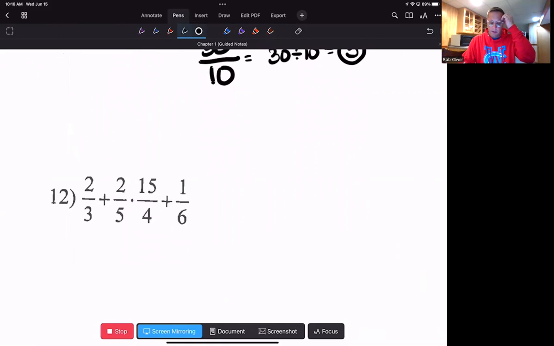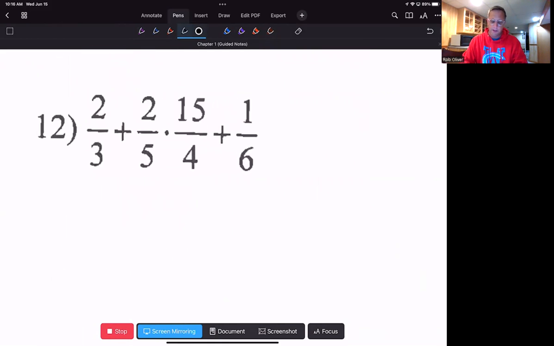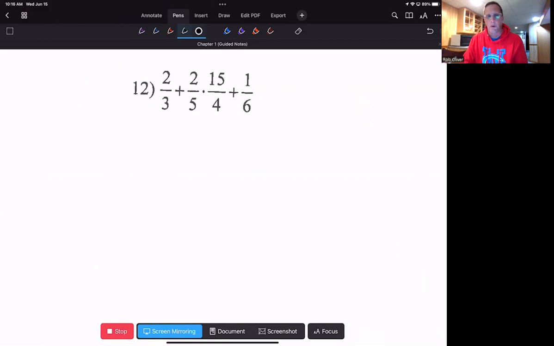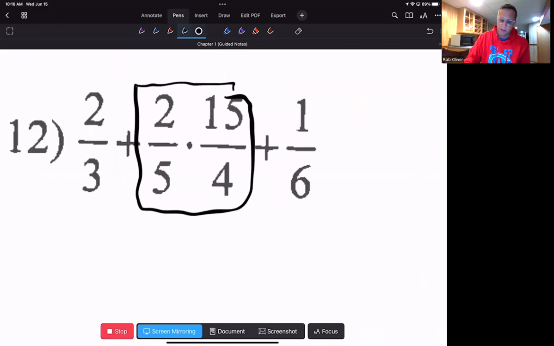Okay, on this last one right here, fractions, I guess, just want to throw some fractions in there to keep you honest. All right, we've got addition and multiplication. That's all that's going on. So let's work out the multiplication first. I'm going to focus in on that.